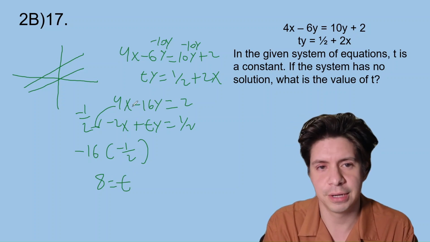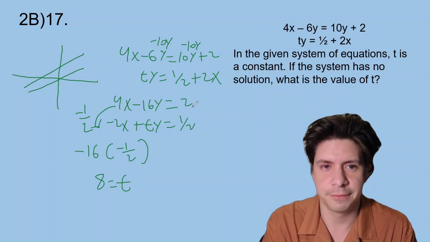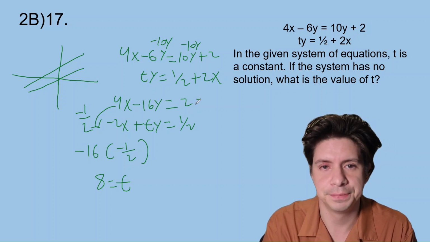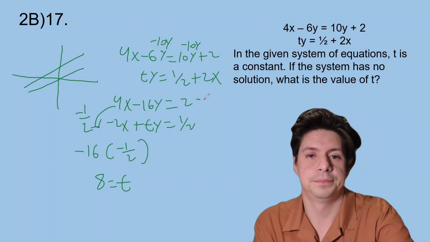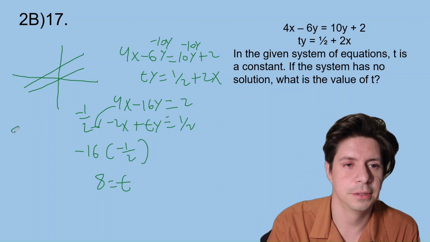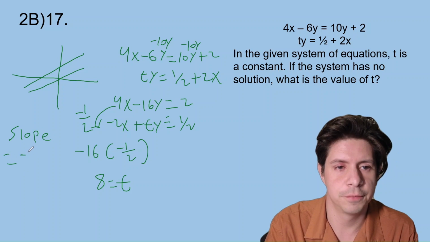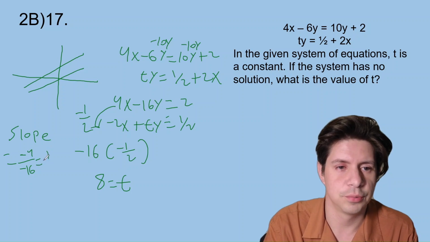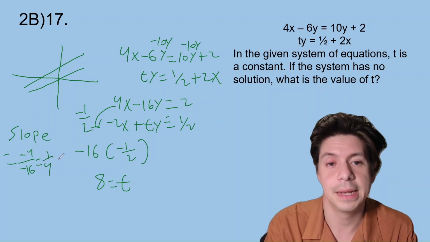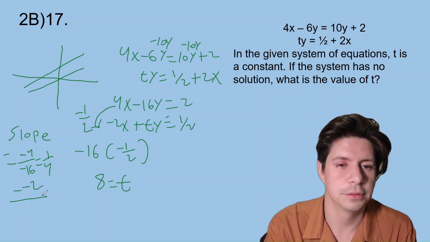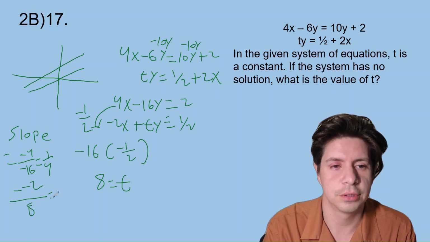Now, why does that work? Because if we look at the first one and we look at the slopes, it's going to be negative of this, because we move it over, it becomes negative 4x, divided by negative 16. So the slope equals negative 4 over negative 16, which equals 1/4. And now on the other one, we're going to have negative 2 over 8, which also equals 1/4.